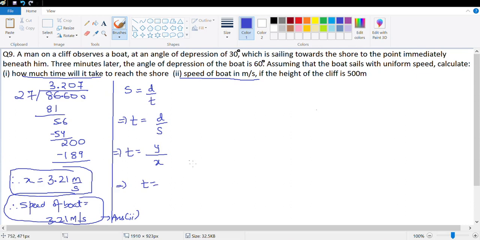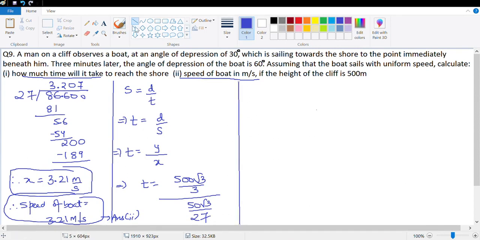If I remember, the value of y we got was 500 root 3 upon 3 divided by x, and the value of x in terms of root 3 was 50 root 3 upon 27. If I take this as 3.21, my calculation will become slightly more difficult, so I am taking this as 50 root 3 upon 27, which is what we got on the previous step, which means time would be equal to 500 root 3 upon 3 multiplied with 27 upon 50 root 3.